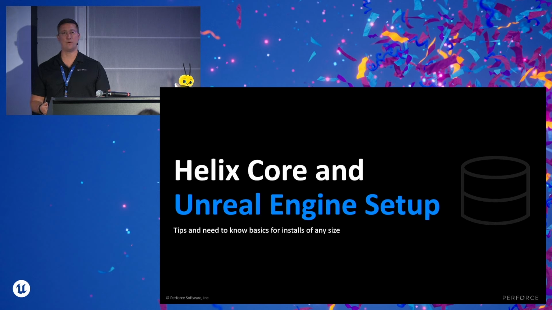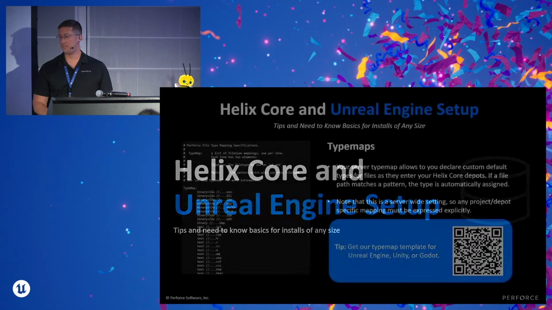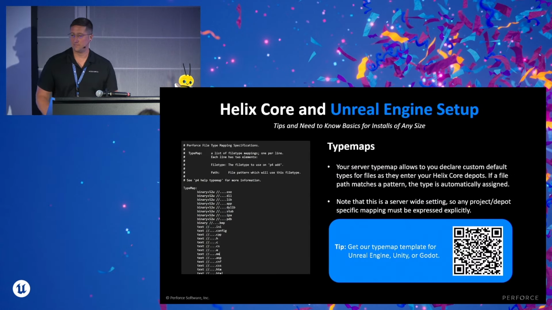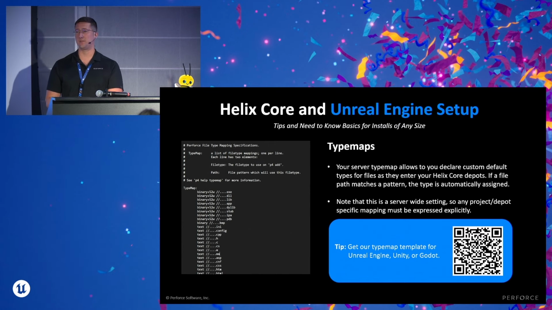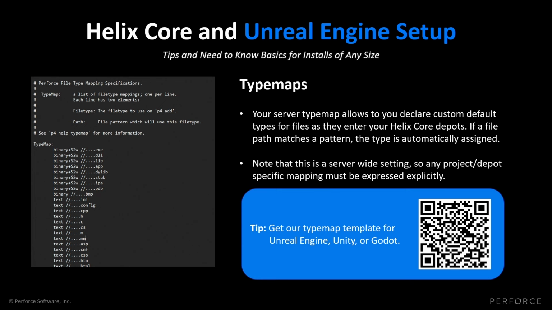So as far as setting up Helix Core and getting it running with Unreal Engine for the first time, there are some things you definitely want to have in place before you start to throw your Unreal data in. So to start, one thing that you really want to put in place is an up-to-date type map. A type map, on your Helix Core server, is a way to establish paths and basically patterns of file types and how the server should treat them.